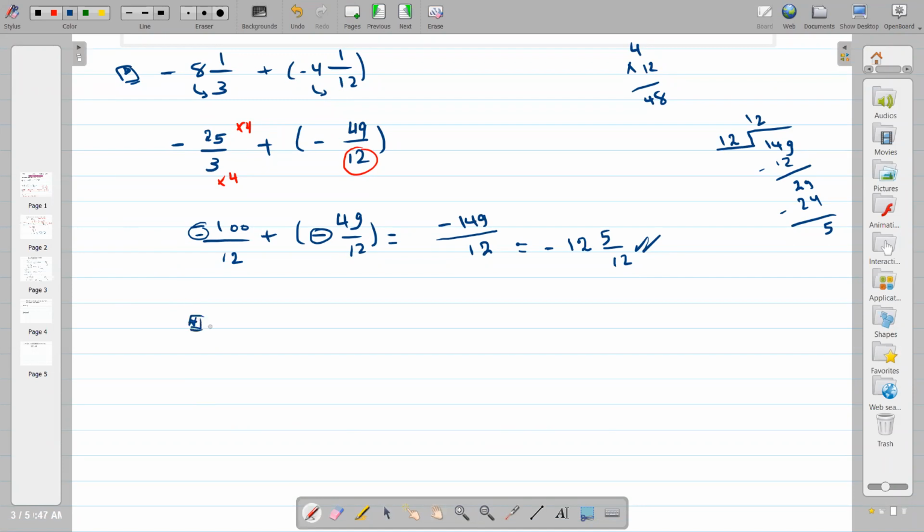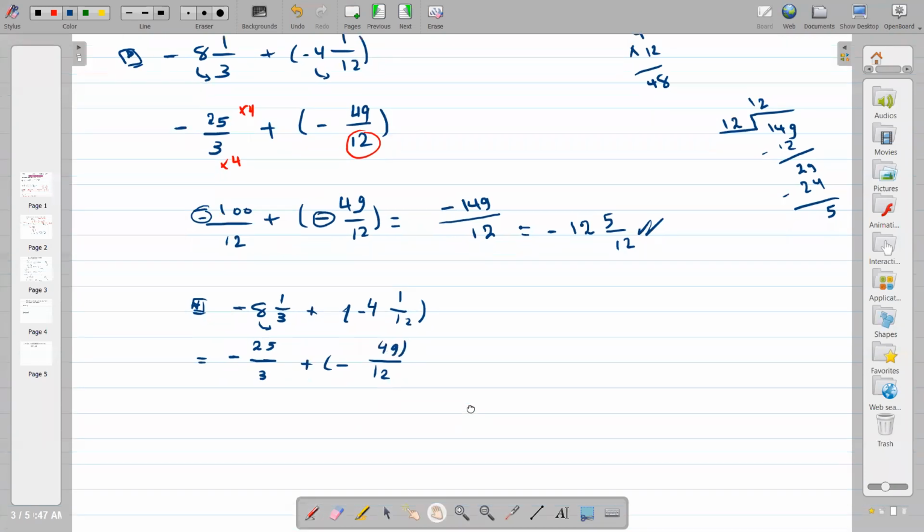Another method, the third method. Negative 8 and a third plus negative 1 over 12, negative 4 and 1 over 12, equals. To use the cross method, you must convert them to improper fractions. 8 times 3 is 24 plus 1 is 25, plus negative: here 12 times 4 is 48 plus 1 is 49. Okay, now let's start the cross method.